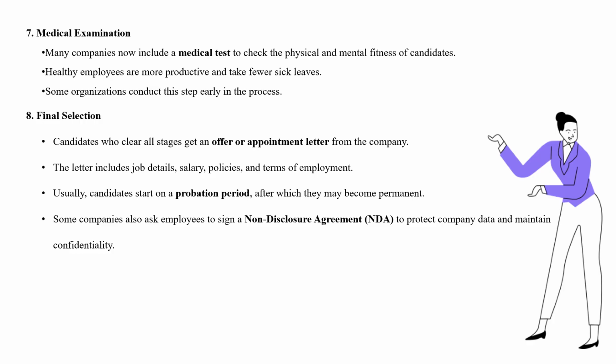Next is final selection. It is the last step. The candidate who successfully completes all the previous stages receives an offer letter or appointment letter. Appointment letter usually includes job designation, salary, work location, joining date, company policies, terms and conditions. Many organizations initially appoint employees on the basis of probation period. After satisfactory performance, they become permanent employees. Some companies also require employees to sign a non-disclosure agreement to protect confidential company information.